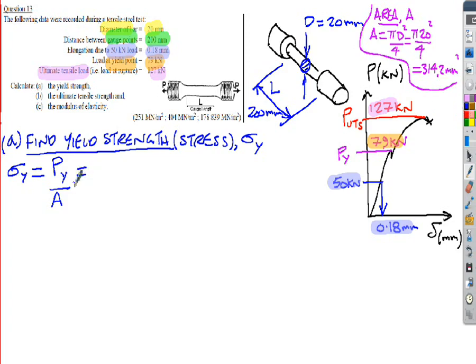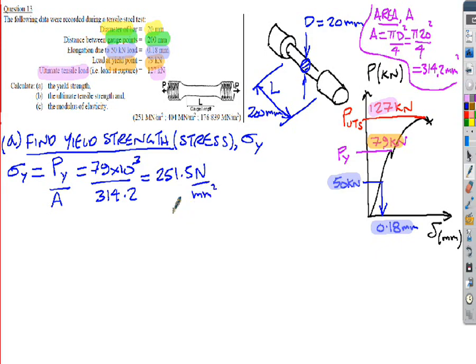That will now be the force applied. So the yield strength force was 79 kilonewtons, so 79 times 10 to the 3, and that's divided by the area above of 314.2. Okay, so you can do the numbers on that, see what you get. I get 251.5, and I'm using newtons per millimeter squared for my calcs.